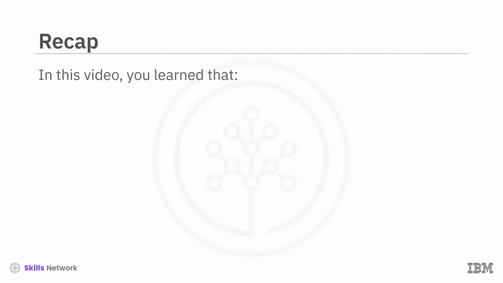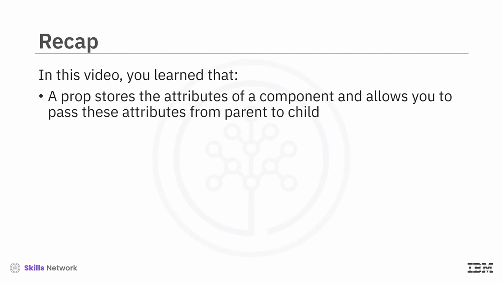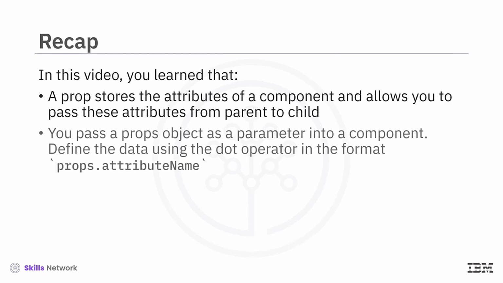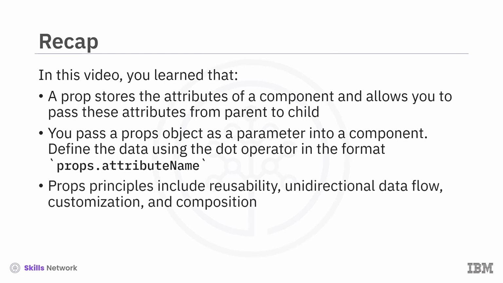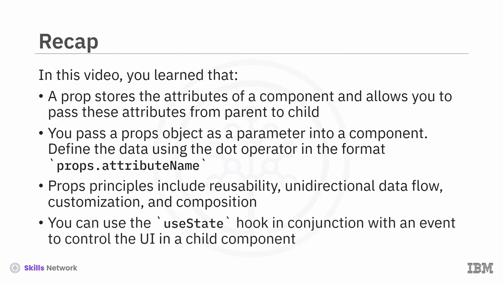In this video, you learned a prop stores the attributes of a component and allows you to pass these attributes from parent to child. You pass a props object as a parameter into a component. Define the data using the dot operator in the format props dot attribute name. Props principles include reusability, unidirectional data flow, customization, and composition. You can use the useState hook in conjunction with an event to control a child component.